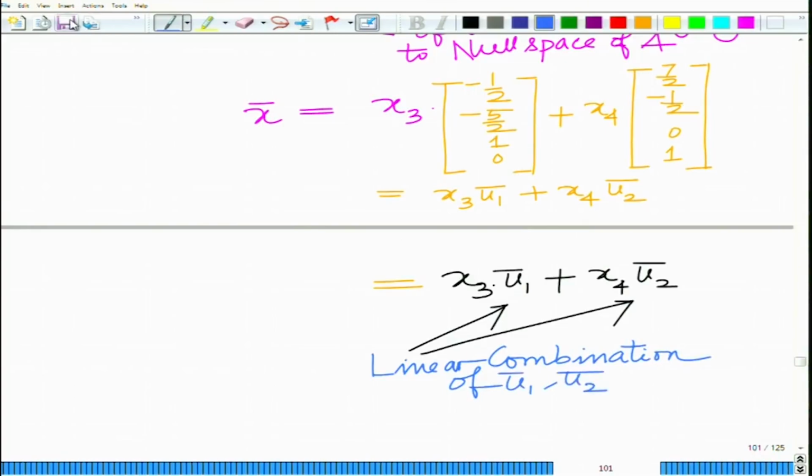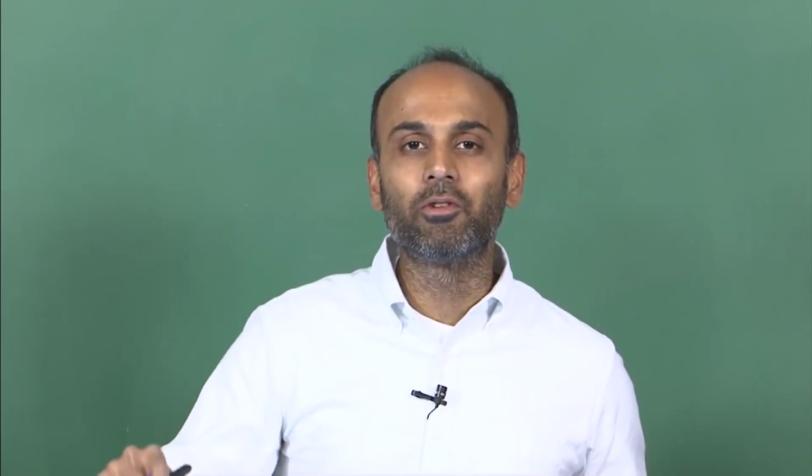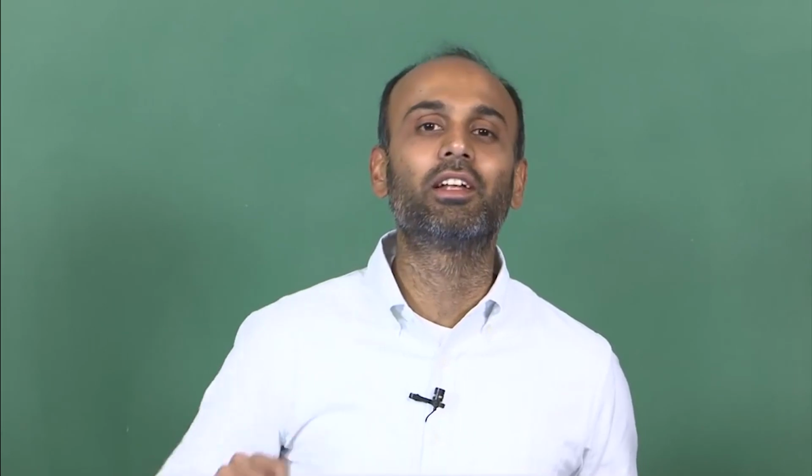This is a linear combination of the two vectors u1 bar and u2 bar. Therefore, any linear combination of these vectors u1 bar and u2 bar belongs to the null space of A. Alright. So, this null space of A is formed by all linear combinations of these vectors u1 bar and u2 bar, and therefore, these u1 bar and u2 bar are the basis vectors for the null space of the matrix A.